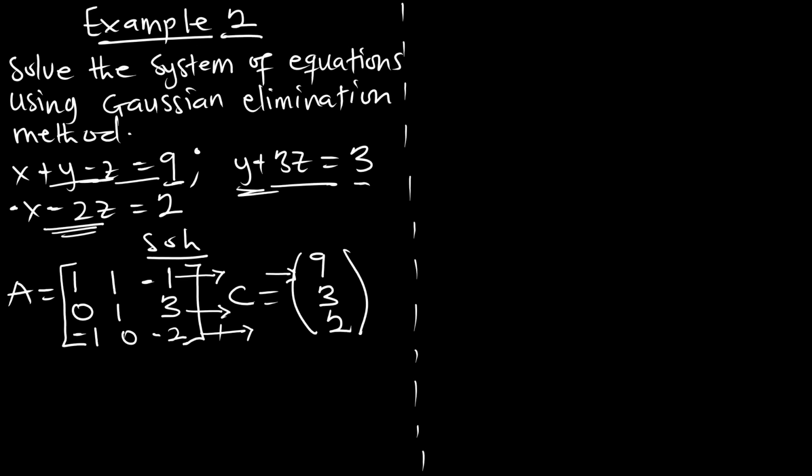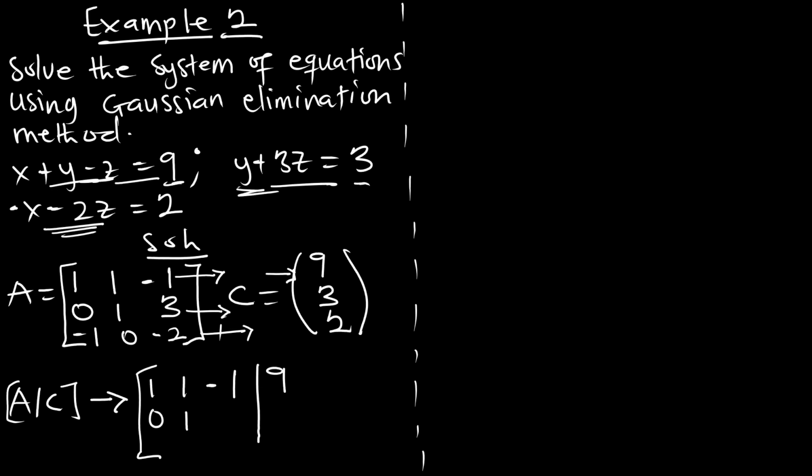So now that I have this, I can go ahead and write my A combined with the C, which is going to give me this matrix: 1, 1, negative 1, and the C for the first row is 9. This is 0, 1, 3, and this is 3. And negative 1, 0, negative 2, and this is 2. I have to now apply the row principles to convert everything on the principal diagonal to 1 and everything below it to 0.